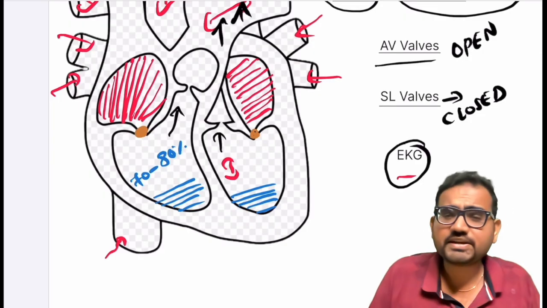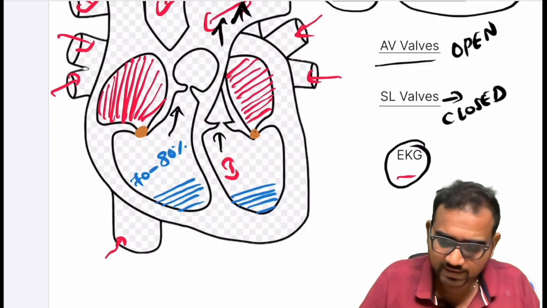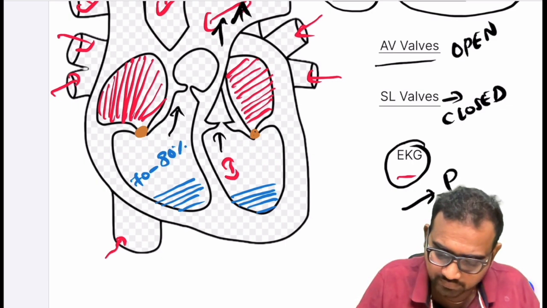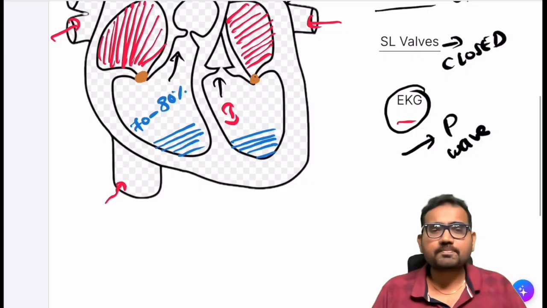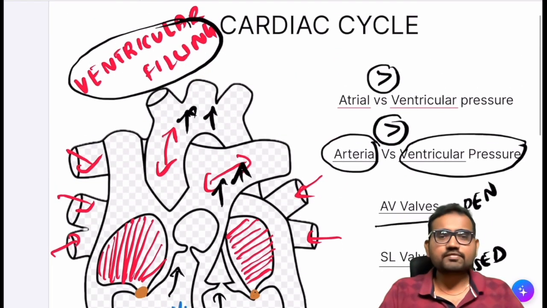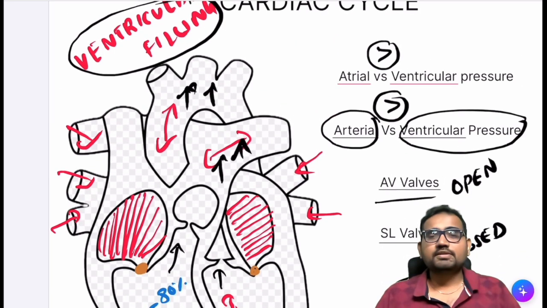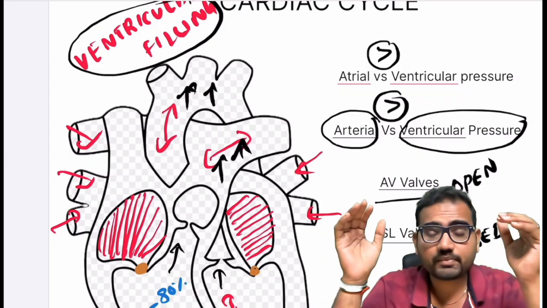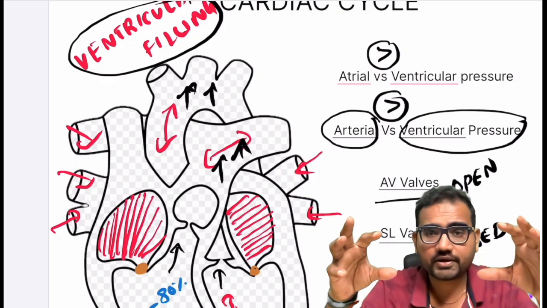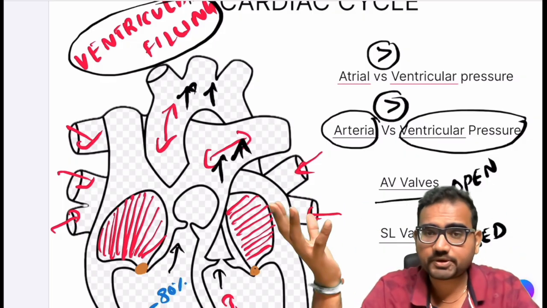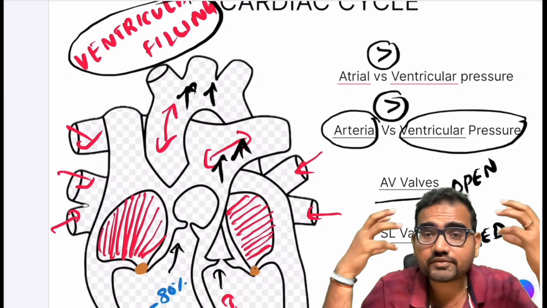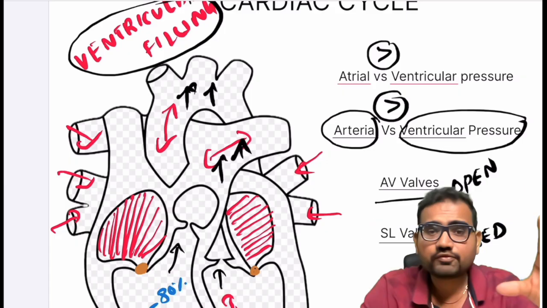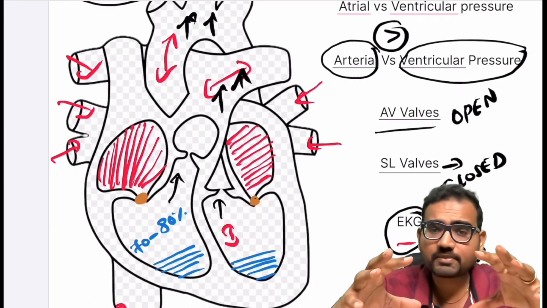And what do you see in the EKG? In the EKG, we see what is called the P wave. Okay, so this is the first phase, the ventricular filling phase. Very simple. The blood enters from the inferior vena cava, superior vena cava, and the pulmonary veins. It reaches the right atrium and the left atrium, and because of the buildup, the pressure increases. The right and the left atrium have more pressure than the right and the left ventricles. So the valves open. There is a passive filling of the blood into the ventricles, and then what happens?